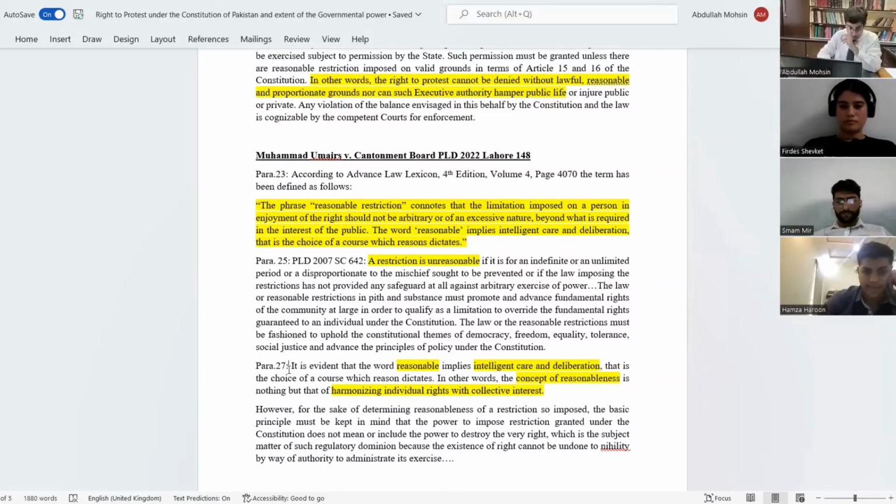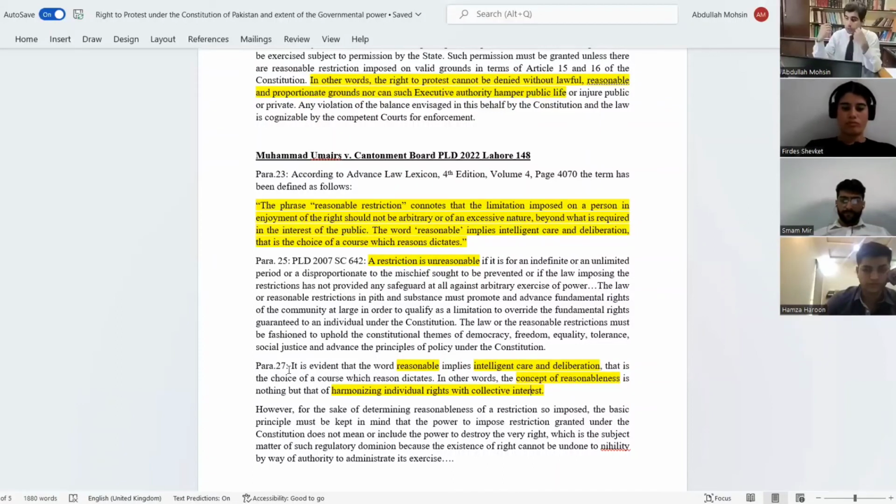So if you see the last paragraph, para 27, it is evident that the word reasonable implies intelligent care and deliberation. That is the choice of a course which reason dictates. In other words, the concept of reasonableness is nothing but that of harmonizing individual rights and collective interests. So basically, the courts in Pakistan have not defined the limitations upon the fundamental rights, or particularly in this case the freedom of assembly or association or freedom of speech. What they have mentioned here is that whenever there are restrictions on any of these fundamental rights, those restrictions must be reasonable. What is reasonable? Reasonableness is when we balance the individual right with the collective right of the community, right?